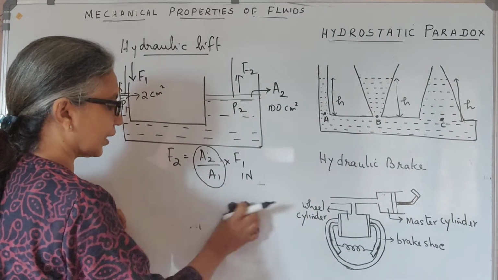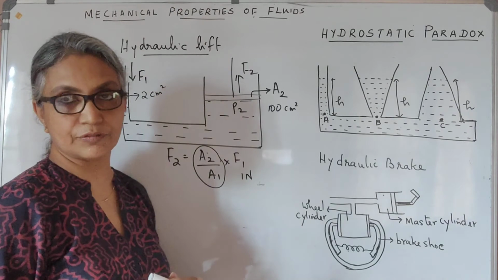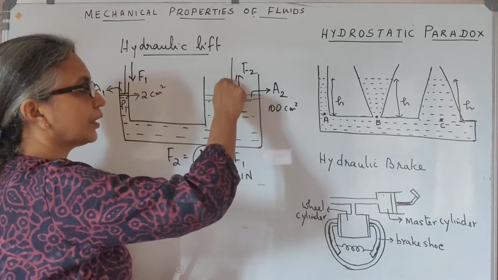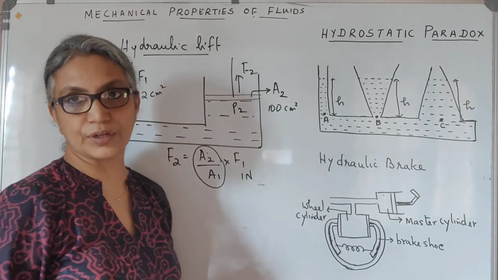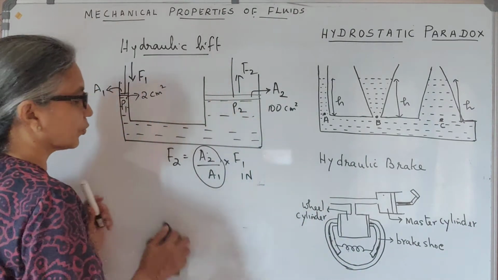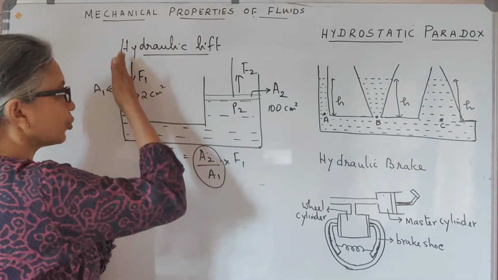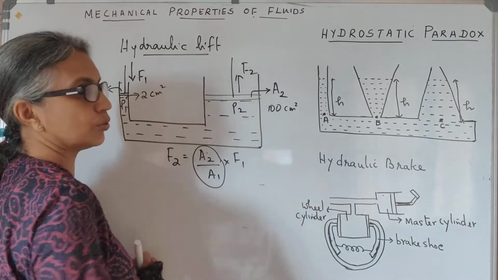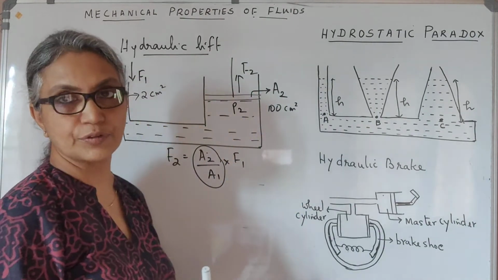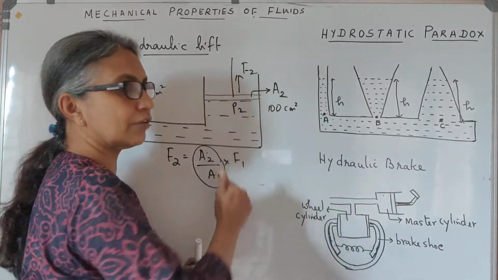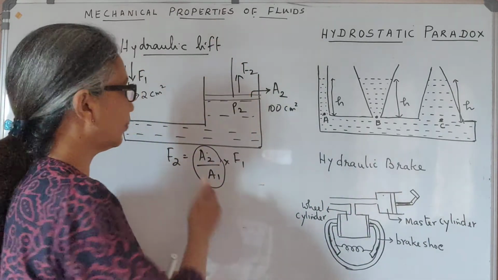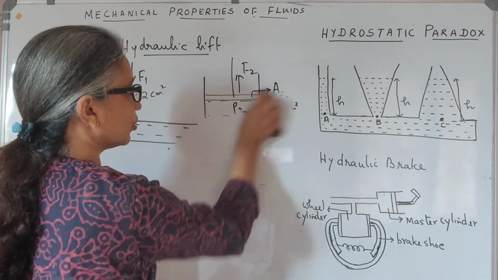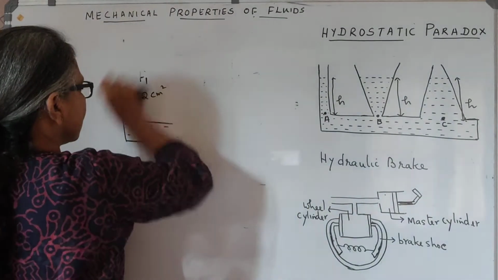This A2 by A1 is what you call the mechanical advantage, because that is the factor by which the force is multiplied when it comes to the second piston of larger area. So this is what we have in the hydraulic lift. You have to apply a very small force here. It will be multiplied A2 by A1 times when it comes to the larger piston, and so you can keep a heavy load and raise it up easily by applying a small force here. That is the hydraulic lift. The hydraulic brake is also another application of Pascal's law.